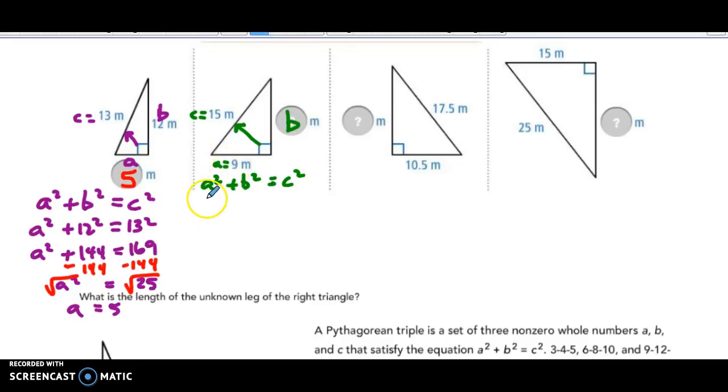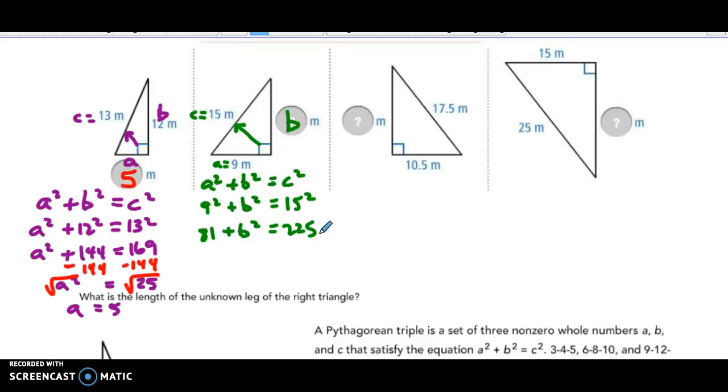So I'm going to substitute into my formula now. I can put 9 in for A. I still don't know B, but I do know C. So I have 9 squared plus B squared equals 15 squared. Now I'm going to simplify. 9 squared means 9 times 9, which is 81. B squared, I can't do anything with yet. And 15 squared means 15 times 15, which is 225.